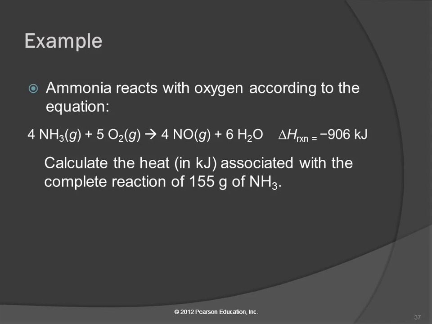Let's do an example. Ammonia reacts with oxygen according to this equation. Calculate the heat in kilojoules associated with the complete reaction of 155 grams of ammonia. Well, let's take our equation and use it to organize this number here. 155 grams of ammonia. So I'm going to write 155 grams under ammonia, because that's what it relates to. Calculate the heat in kilojoules.